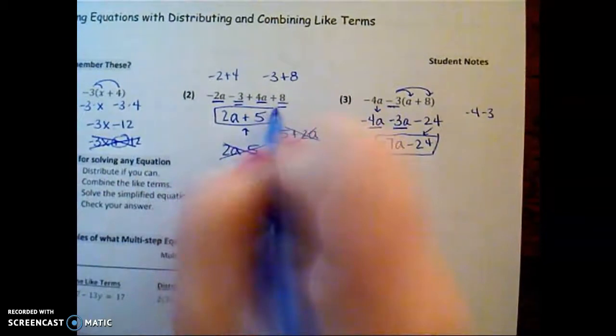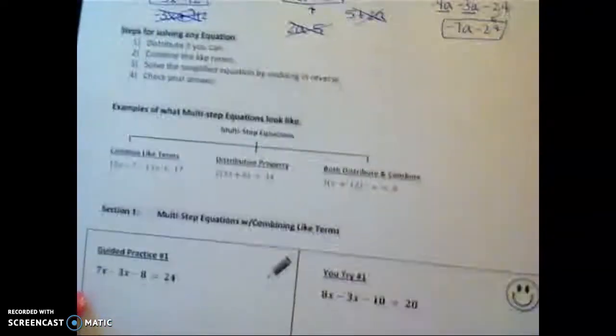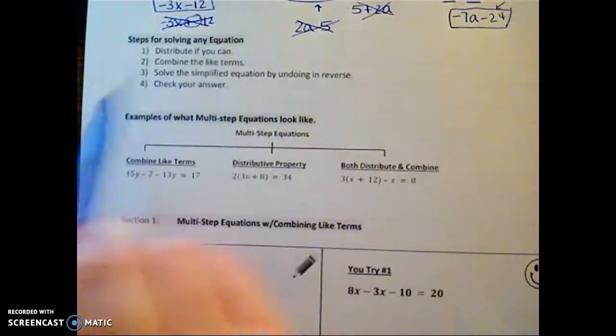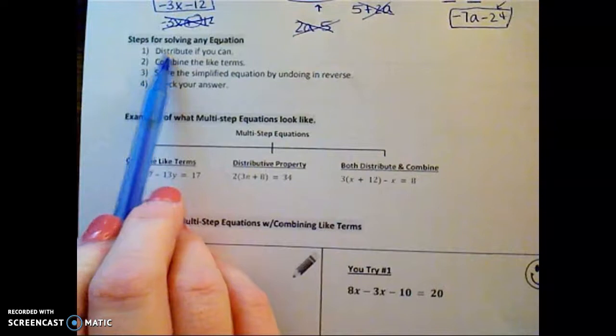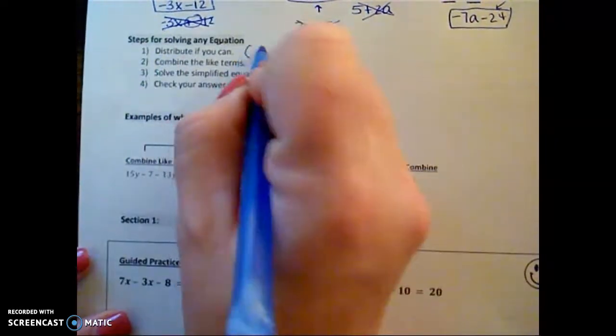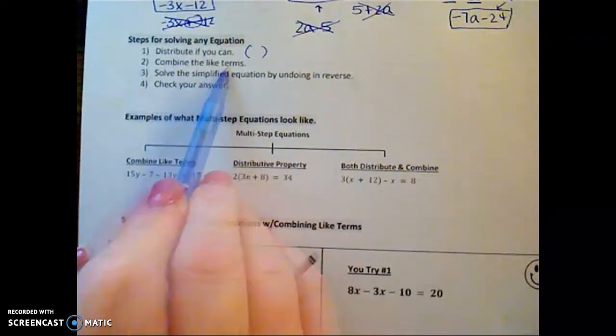Remember, we're not solving on these. That's what we're doing today, is starting to solve. So when we're solving an equation, that's when you have the equal sign. You're always going to begin by distributing if you can. That means if you have parentheses, you want to distribute. Then you're going to look for any like terms that you can combine.